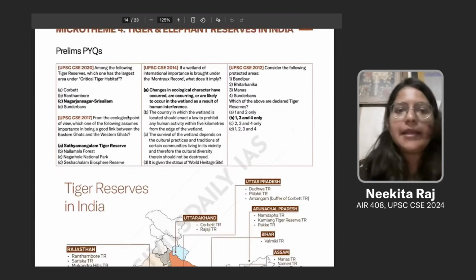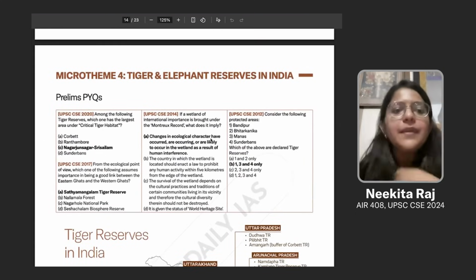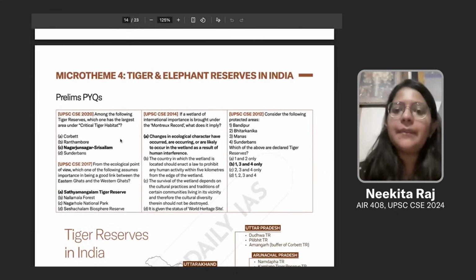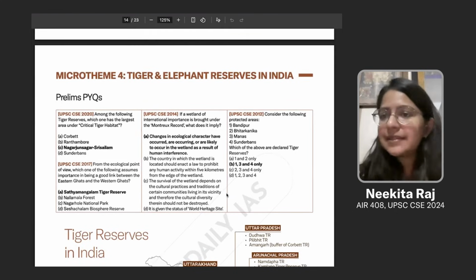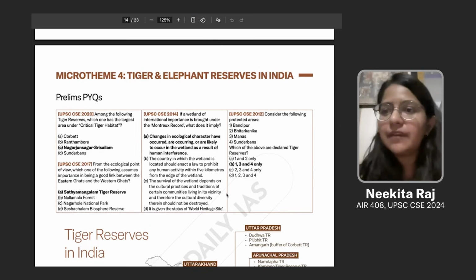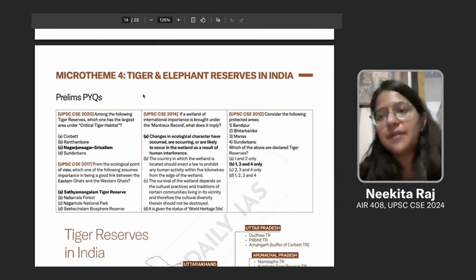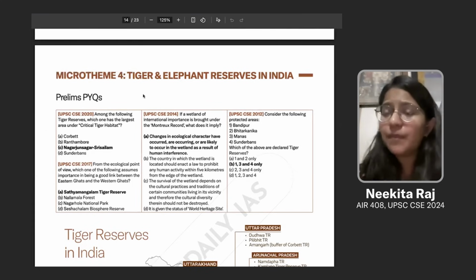And then within protected areas, the microtheme 4, which is tiger and elephant reserves in India. Highlighting again, I'm highlighting here the PYQs. Please look at topic wise PYQs. If you start looking at PYQs just by understanding environment, it gets very confusing at one point of time. The moment you divide them under the micro themes, it becomes easier for you to understand how many questions are coming from which topic and at what frequency.